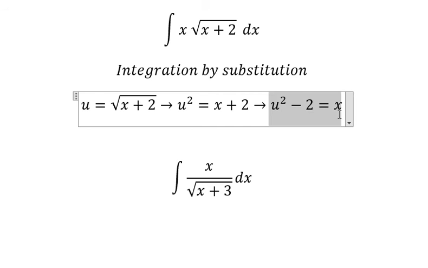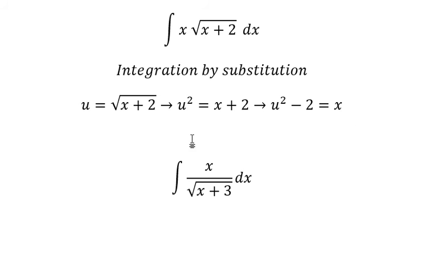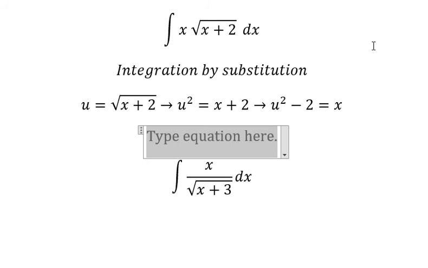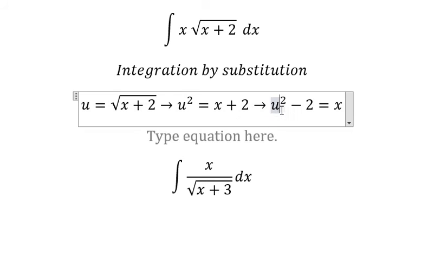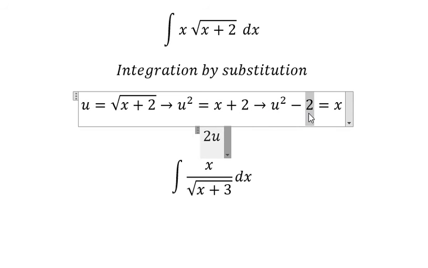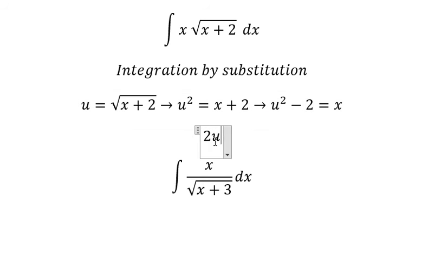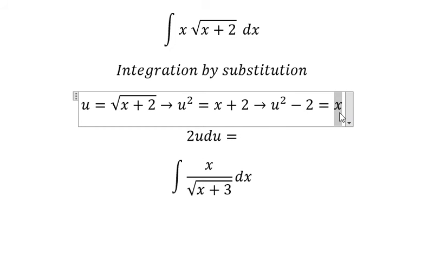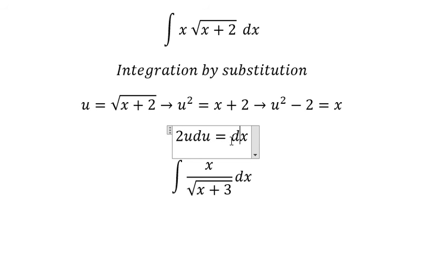Next, we first do the derivative of this one. The derivative of u square in here, you got 2u. The derivative of number 2, that's a constant, so we have du in here. The derivative of x, you got 1, so we just write dx because we have number 1 in here, but we can simplify it like this.